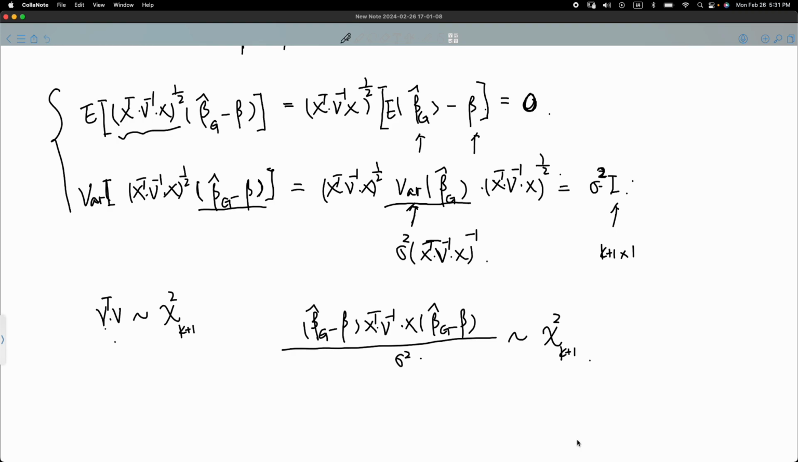Was the first beta have G minus beta transpose. Perfect, yes. Nice. Yeah.